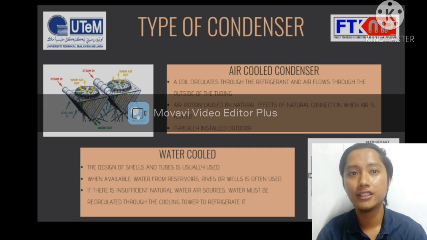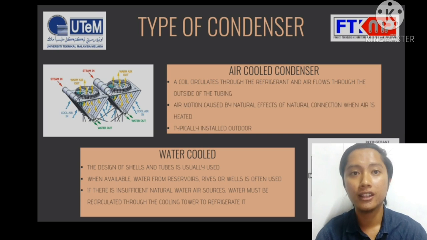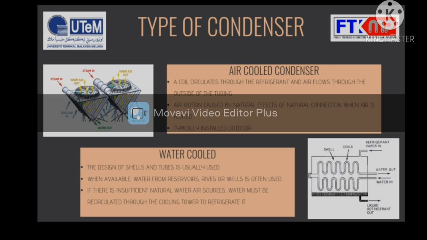For disadvantages, the air-cooled condenser has the less specific heat capacity of air. A large flow rate of air is required. Low thermal conductivity, small heat transfer coefficient of air, and lastly, less coefficient of performance.